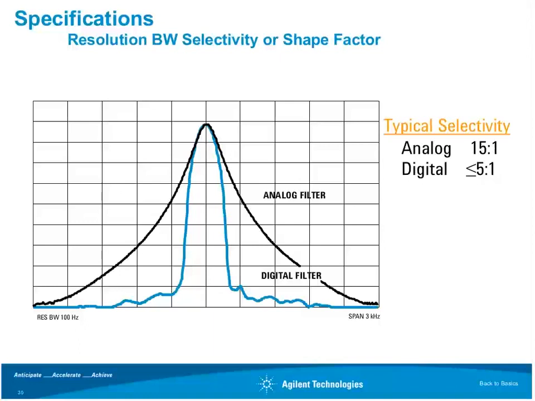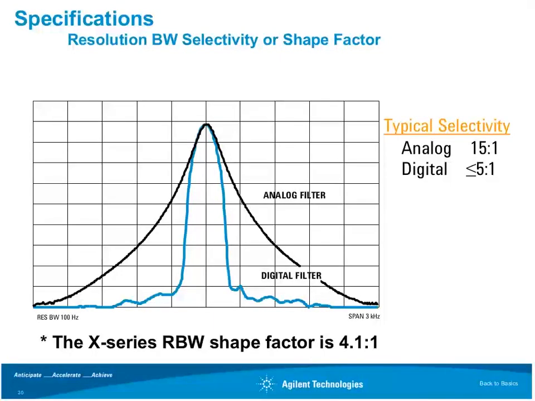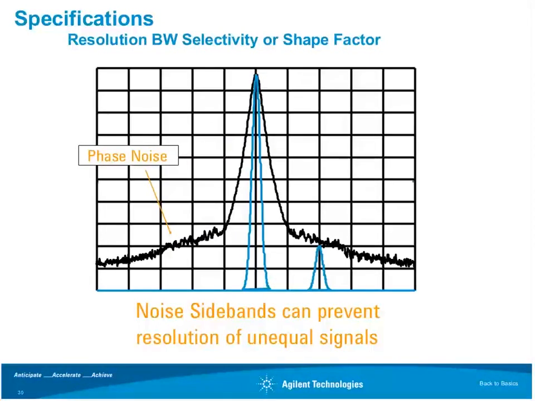Now the good news is that, again, with pretty much all modern spectrum analyzers, we've gone from analog to digital type filters, which have much, much better selectivity than the old filters. And so in the past, a typical analog filter might have a 15:1 ratio. Digital filters are more on the order of 4 or 5:1. So they drop off much, much faster, which is a good thing, because then that allows you to see those small signals that might be close to the large signal. You can resolve them much more easily.